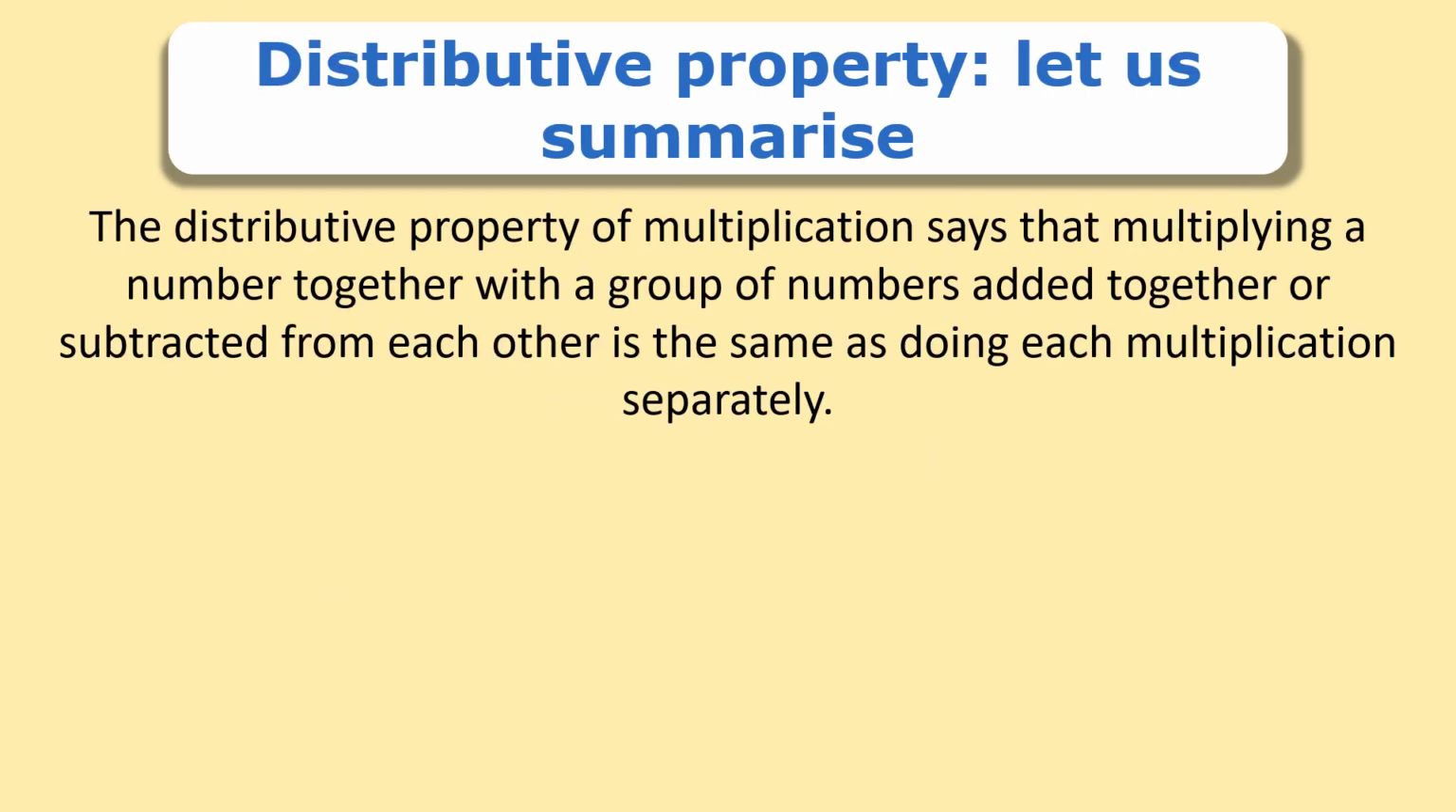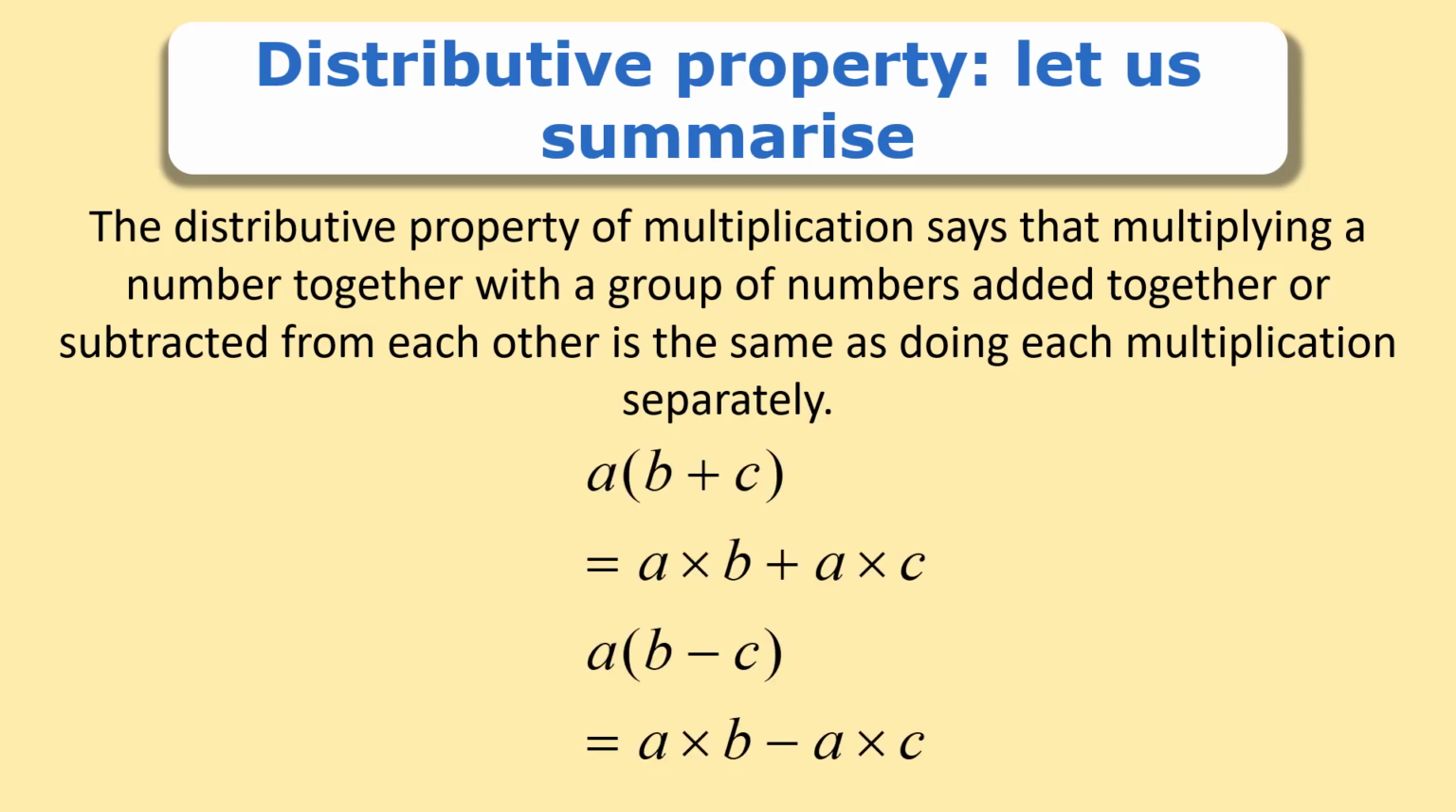The distributive property of multiplication says that multiplying a number together with a group of numbers added together or subtracted from each other is the same as doing each multiplication separately, just as in the case of the rectangle. So A times (B plus C) is A times B plus A times C, or A times (B minus C) is A times B minus A times C.